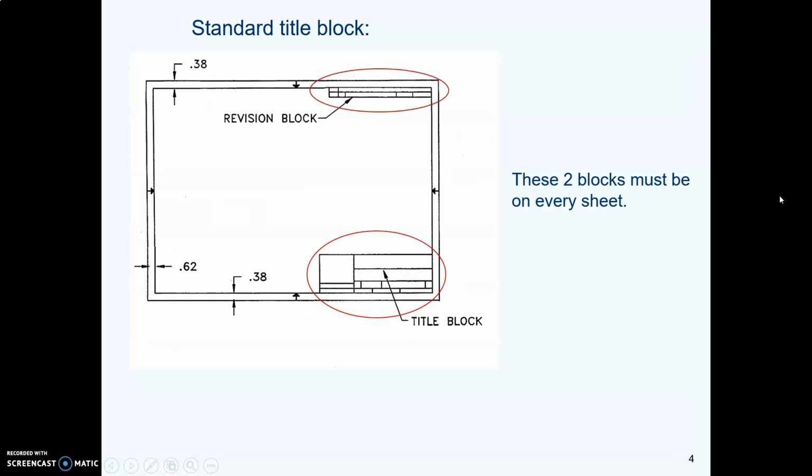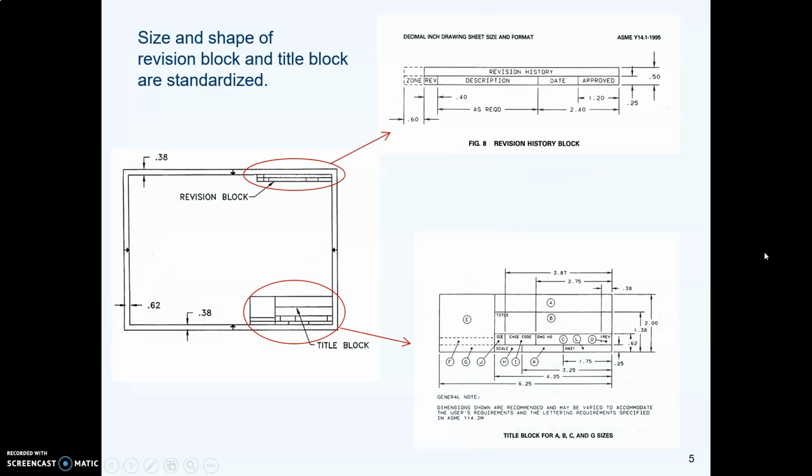Your title block, no matter what size sheet you're using, has to have two blocks on it. At the top of the sheet, in the upper right corner, there must be a revision block, and that lists revisions, changes that were made to the drawing. And in the lower corner is the title block. And the size and shape of both of those blocks are controlled by this ASME standard. The dimensions and what has to go in it are standardized.